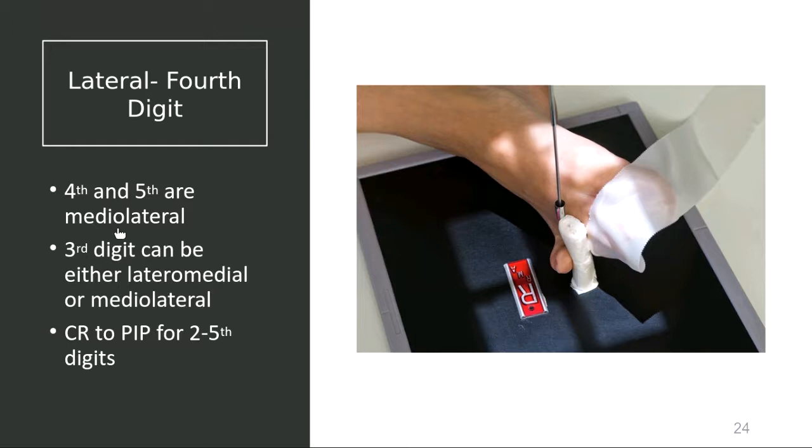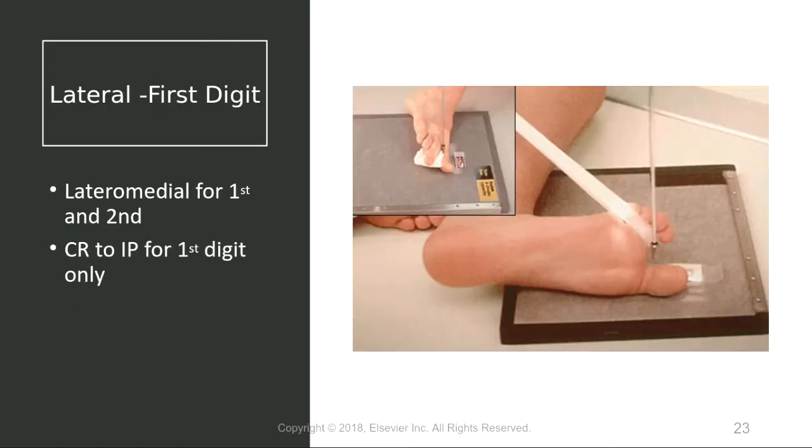That's all to reduce OID. And the third digit can go either way because you're going to have OID no matter what you do. And for 2nd through 5th digit, central ray is to the proximal interphalangeal joint. And if it's first digit, central ray is to the interphalangeal joint.